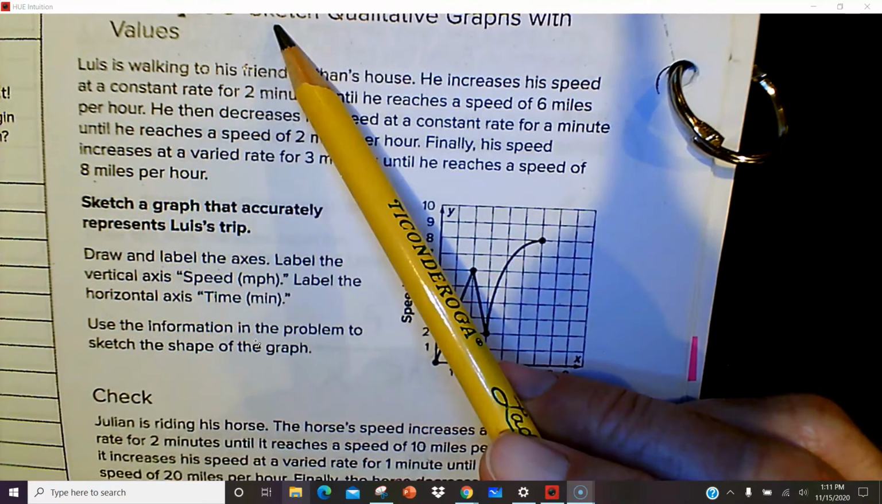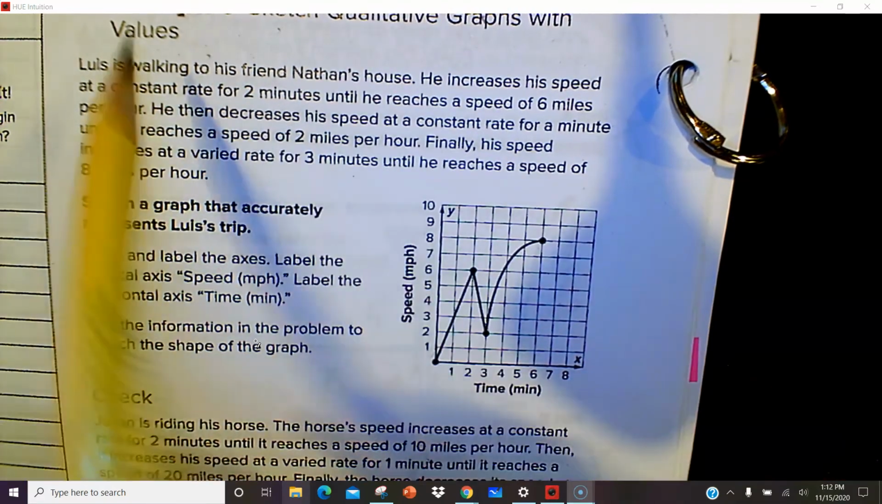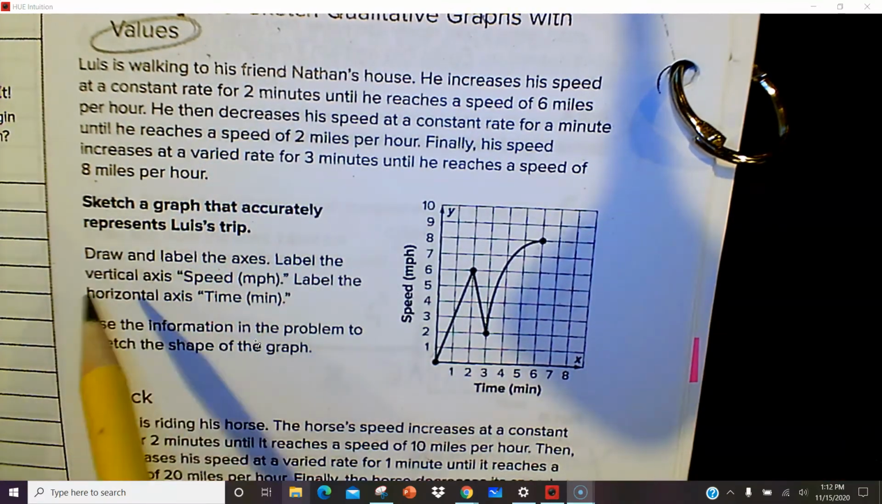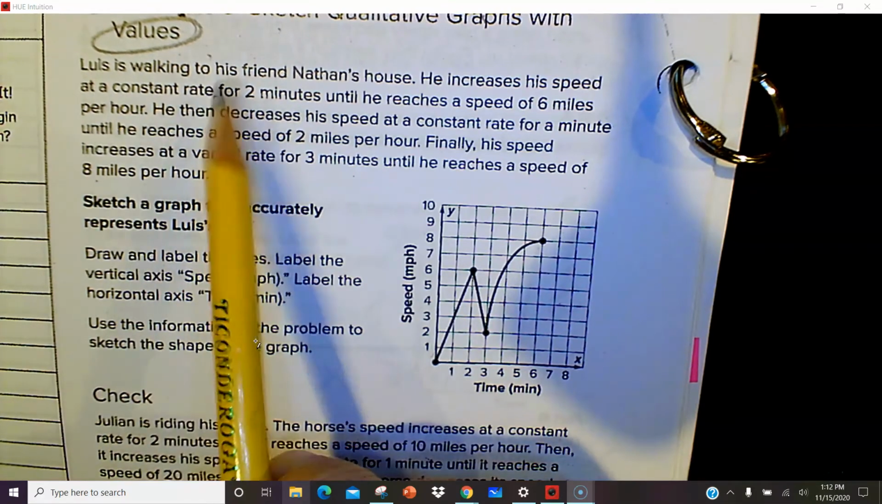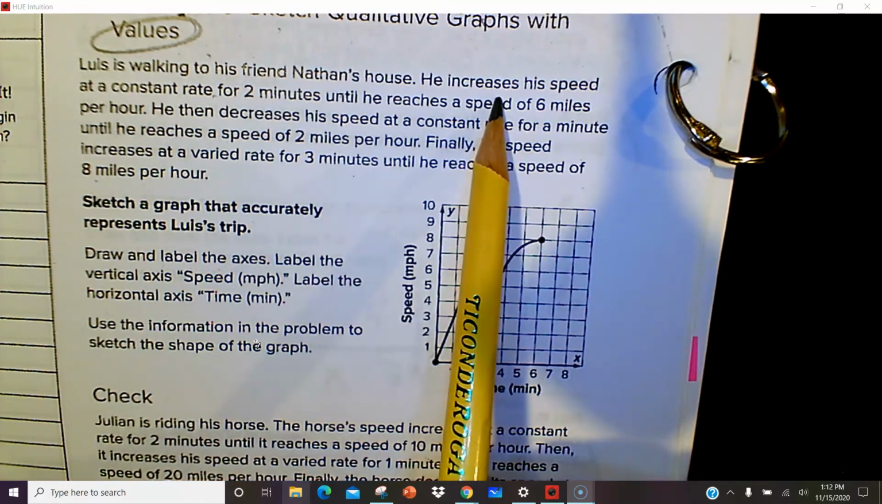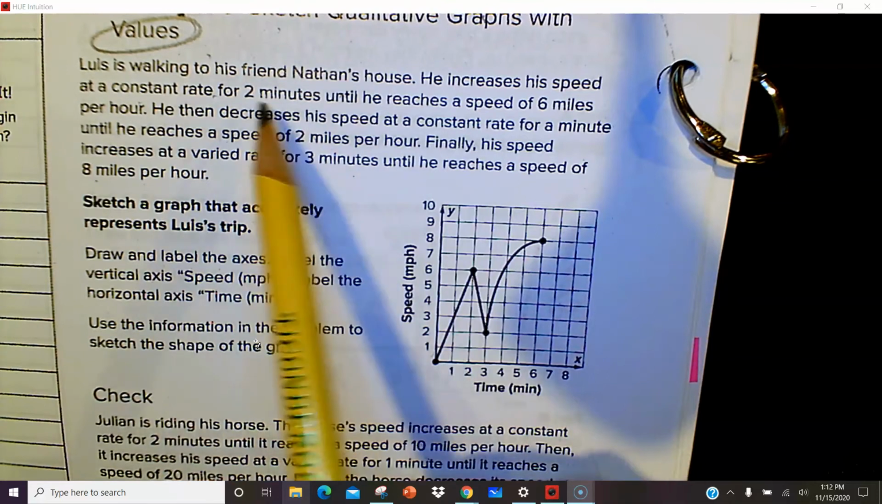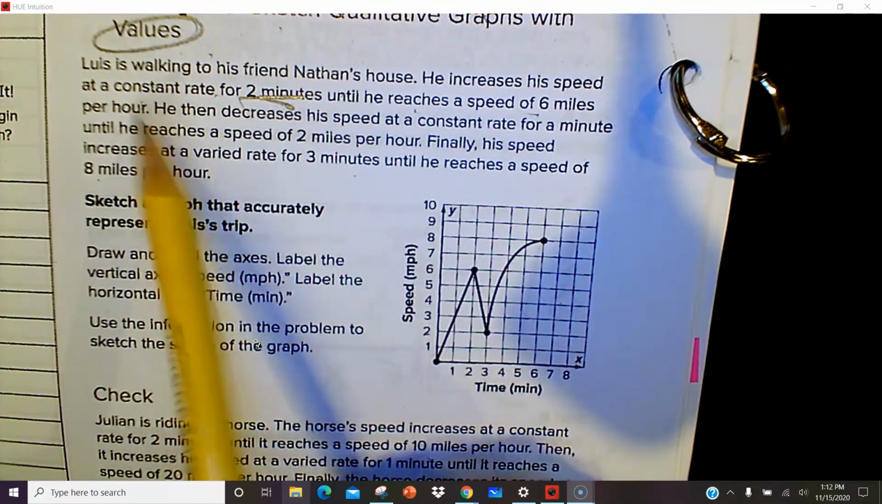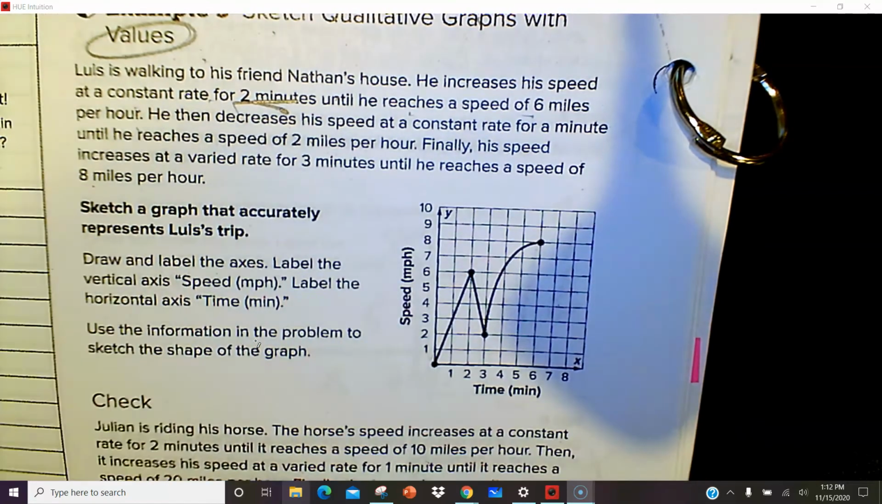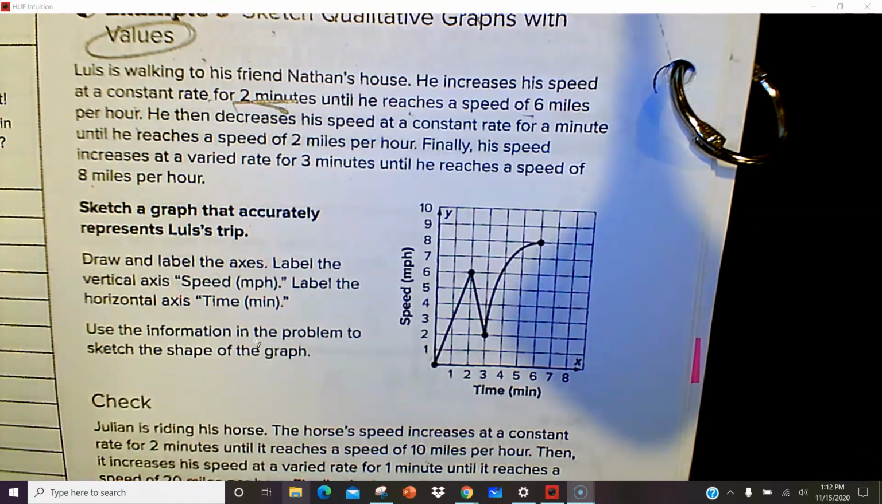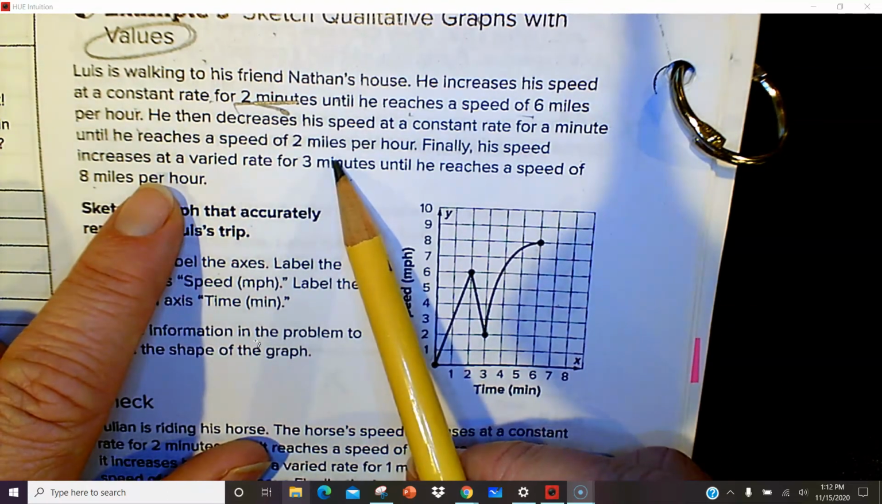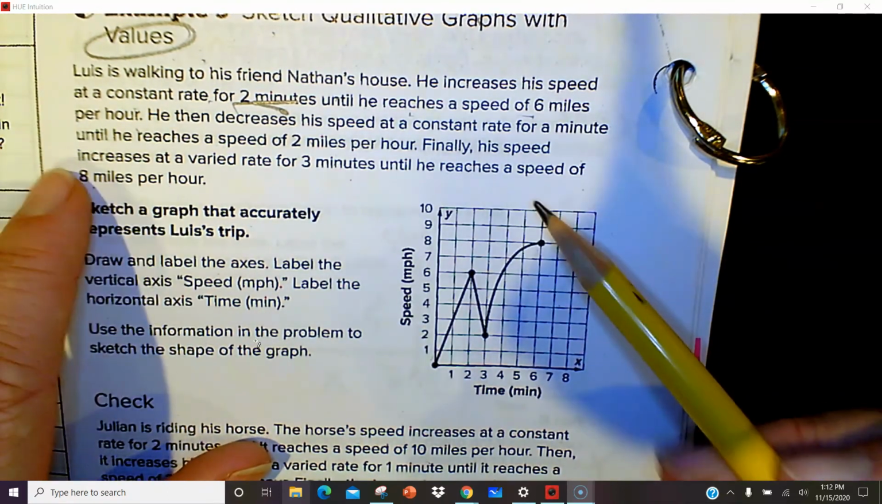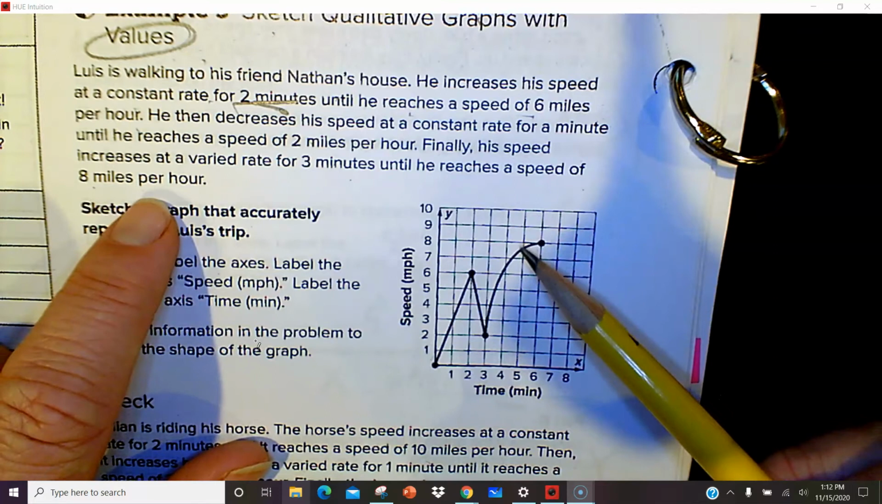Okay, example 3, sketch qualitative graphs with values. Now we're going to have some numbers in here, okay? So Luis is walking to his friend Nathan's house. He increases his speed at a constant rate for 2 minutes until he reaches a speed of 6 miles per hour. It's a fast walk. He then decreases the speed at a constant rate for a minute until he reaches a speed of 2 miles per hour. Interesting. Finally, his speed increases at a varied rate for 3 minutes until he reaches a speed of 8 miles per hour.